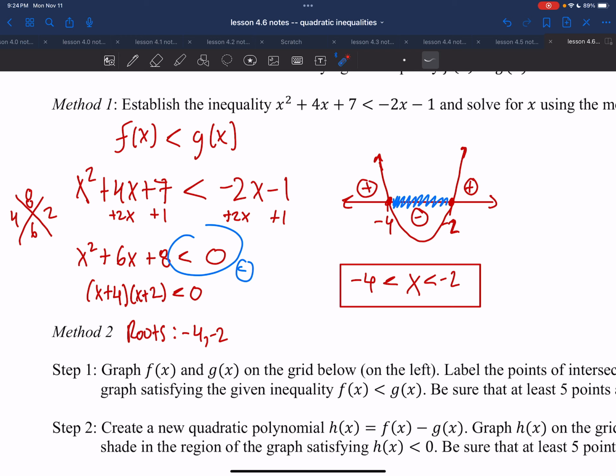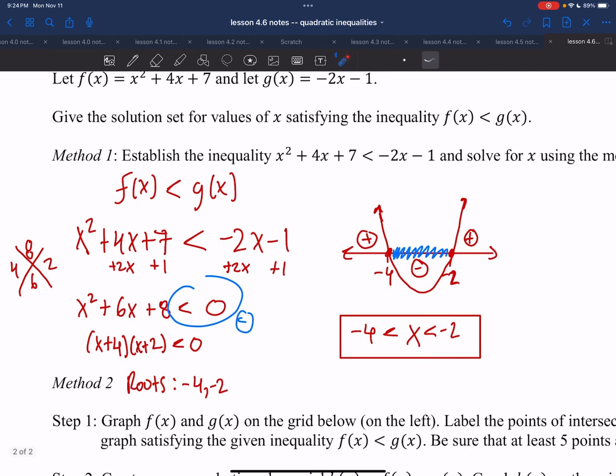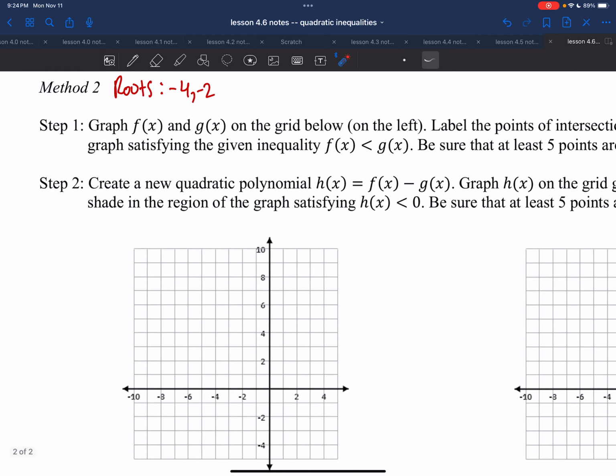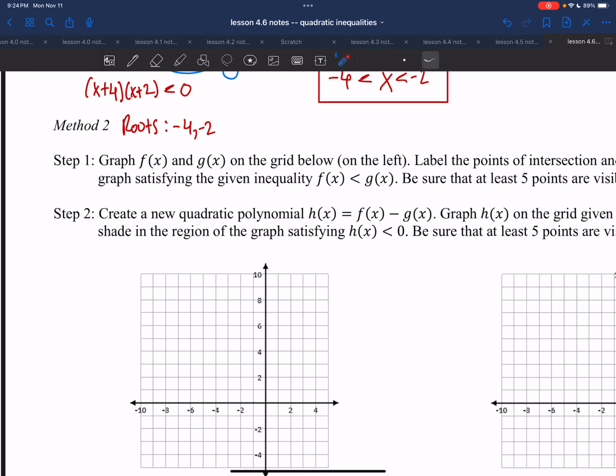Why? Let's think about this at a deeper level. Why is it that when I set it less than or equal to 0, this is actually going to help me figure out the solutions to this question? And in fact, what is f of x less than g of x? What is that even asking, actually? What does it actually mean? And so we're going to go down here and look at method 2.